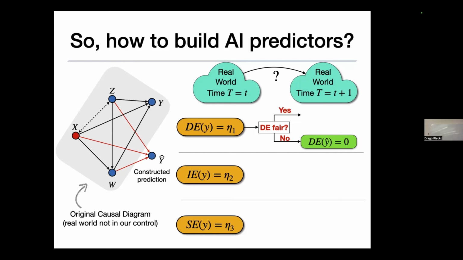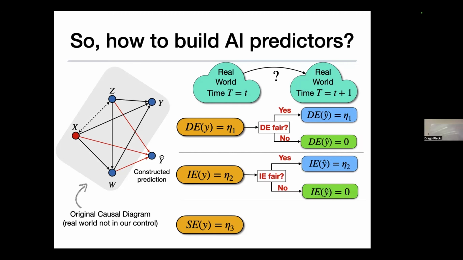If the effect is considered to be fair, the key point here is that we cannot have the effect being arbitrary. What we need to do is set the effect of X on Y hat to be equal to what it was for the true outcome. So in some sense, we don't want to amplify along pathways that are not considered discriminatory. We don't want to amplify differences between groups, right?